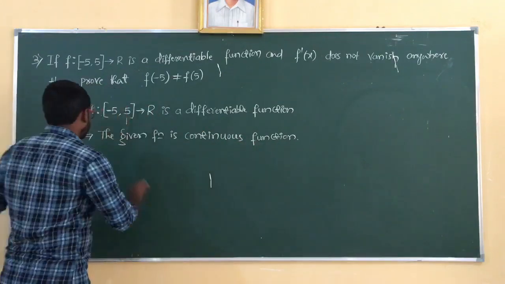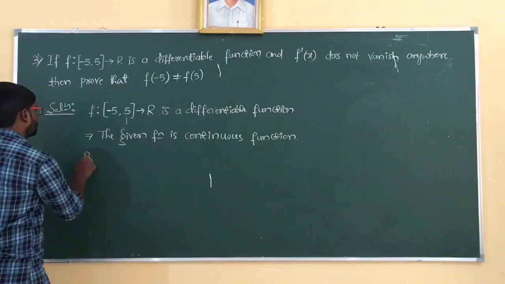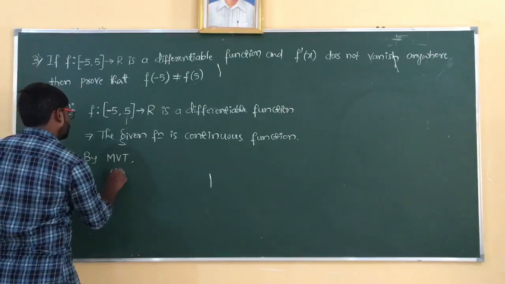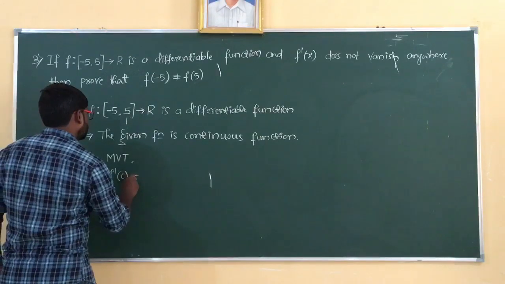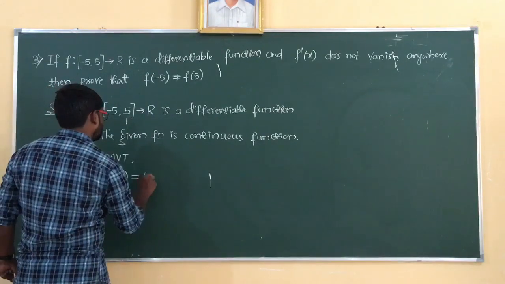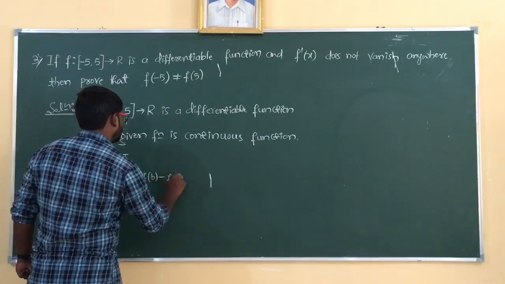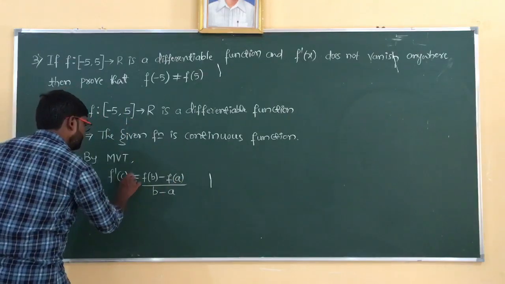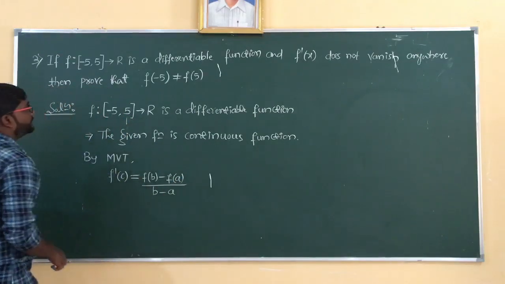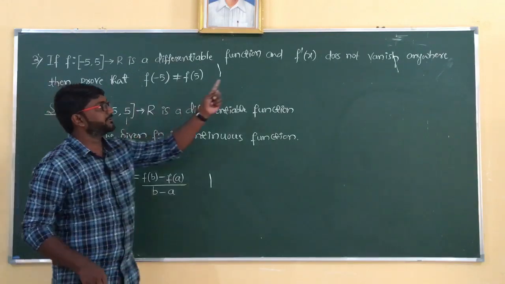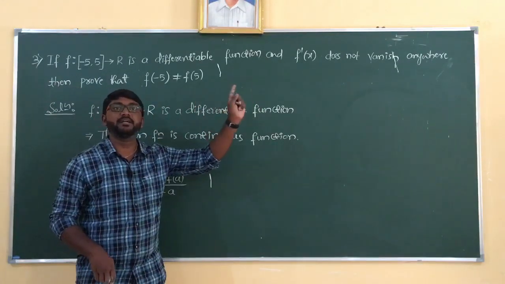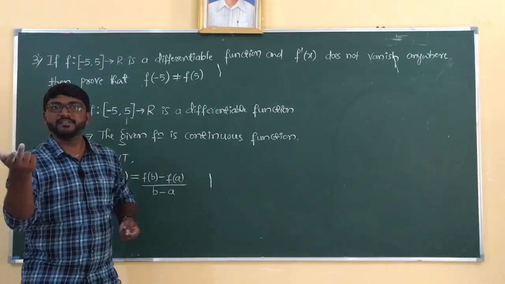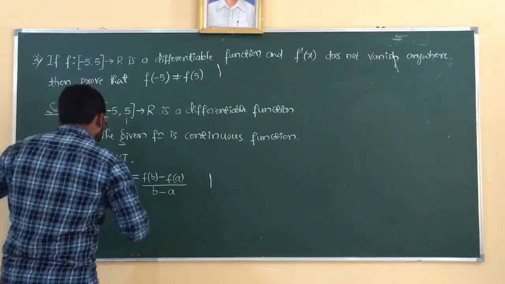So, now see here, by MVT, f dash of c is equal to f of b minus f of a divided by b minus a. So here he has also given another condition, f dash of x doesn't vanish anywhere, that means f dash of x is not equal to 0. If f dash of x vanishes, it means f dash of x equals 0. So, we will consider the given condition.